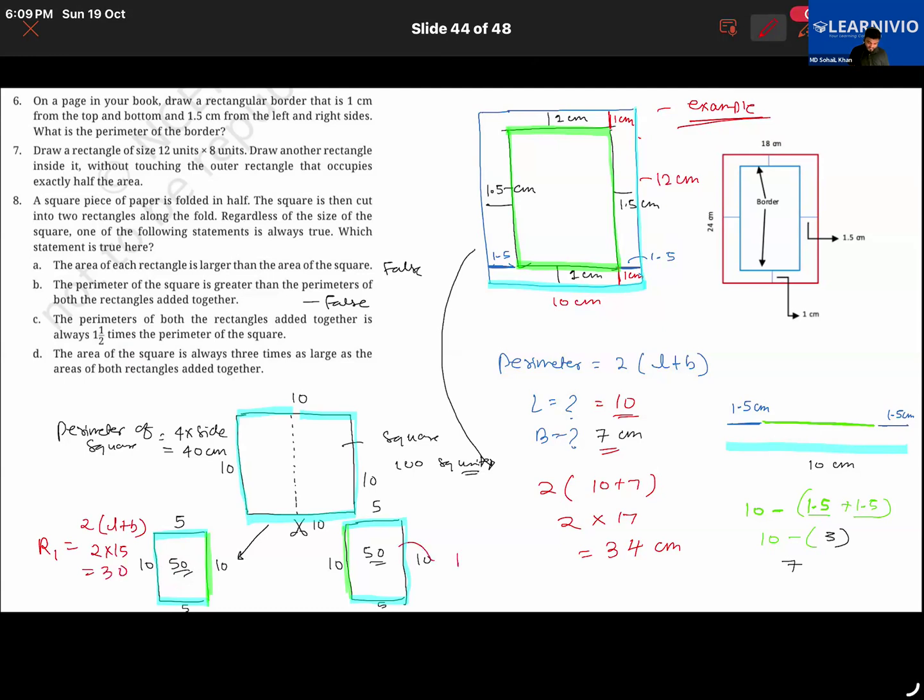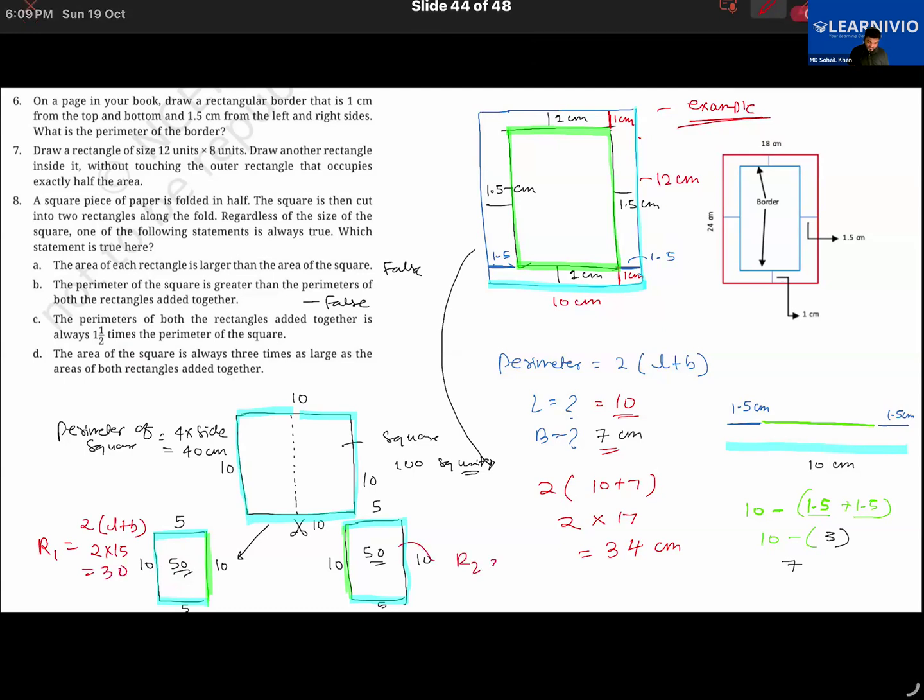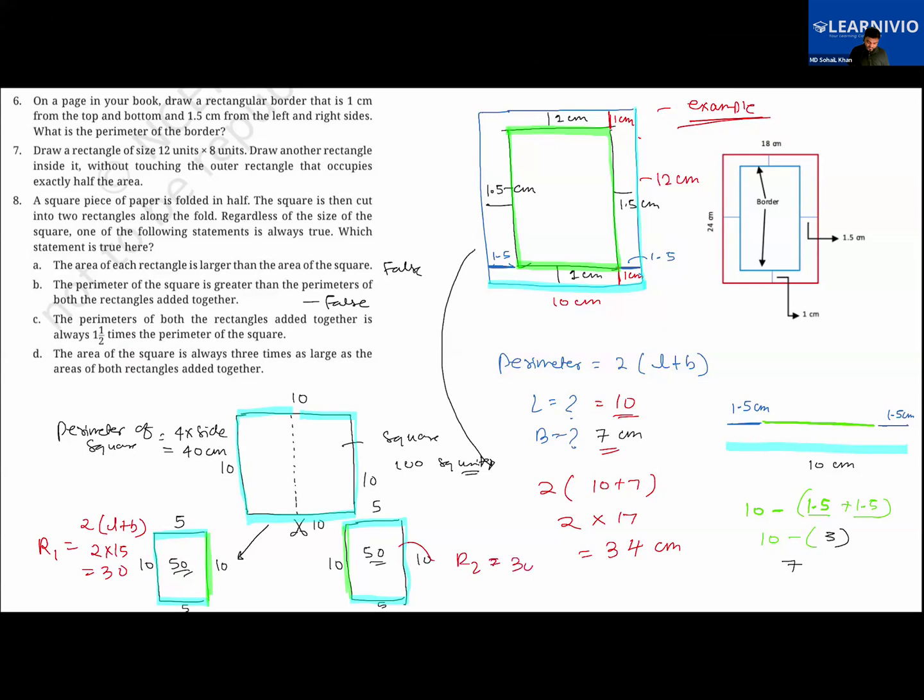Similarly, this rectangle 2 is same as rectangle 1, so that is also going to be 30, right? 30 plus 30. The question is asking us the perimeter of both the rectangles added together. Perimeter of this rectangle and this rectangle when added together is 60. 1.5 times the perimeter of the square. Okay, so the perimeter of the square is 40 and this is going to be 60.